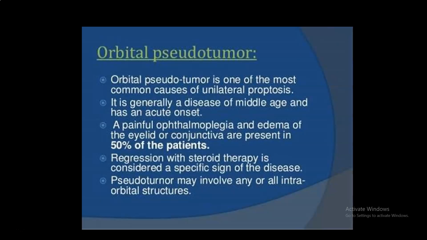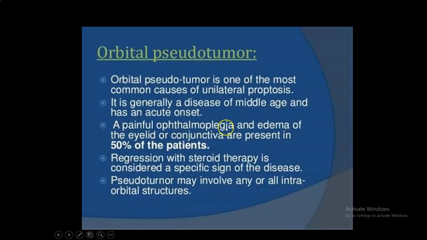And we talk about the second cause of proptosis in adults, orbital pseudotumor, although it can occur in children, it is occurring also in adults. It is one of the most common causes of unilateral proptosis. We're starting with the common, and it is a general disease of middle age and usually has an acute onset. You get a severe onset of orbital inflammation. You get painful ophthalmoplegia. When you move your eyes, it is very painful.